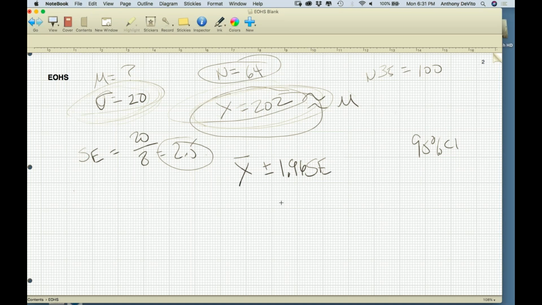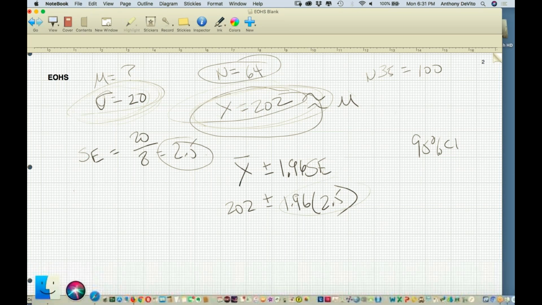So now X bar, right, is how much? It's 202, plus or minus 1.96 times the standard error, which is equal to 2.5, right? So we're 95% sure that the true population mean is going to be between 202 minus this margin of error and plus this margin of error. So let's actually work that out.